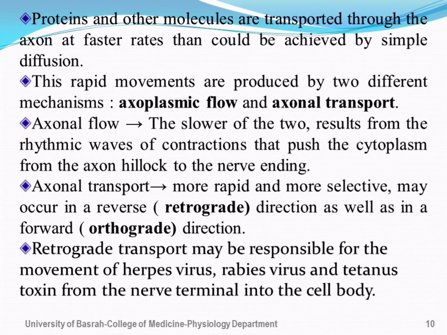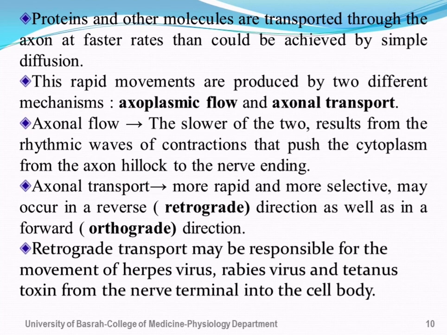Axonal flow is the slower of the two and results from rhythmic waves of contractions that push the cytoplasm from the axon hillock to the nerve ending. So it is in one way, from the perikaryon to the periphery, to the nerve ending. While the axonal transport is more rapid and more selective and may go in two directions, either retrograde or orthograde. Retrograde is from the periphery to the perikaryon, and orthograde is from the perikaryon to the nerve ending.